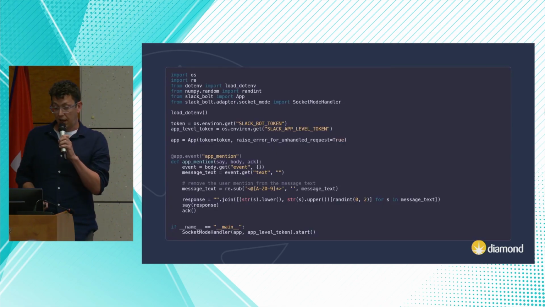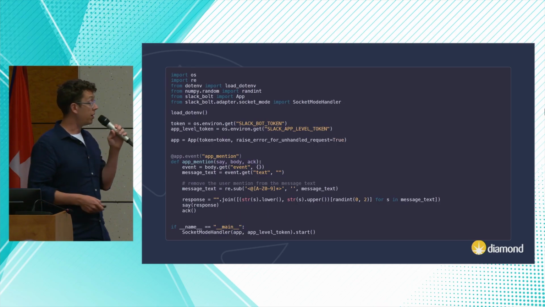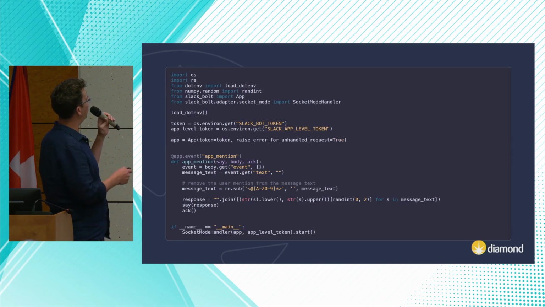If you're interested, this is just an example of what a Slack app can be. It's a very simple one. There's some imports at the top and some of these tokens that I mentioned. And we see here that we're looking for a particular event called app mention.